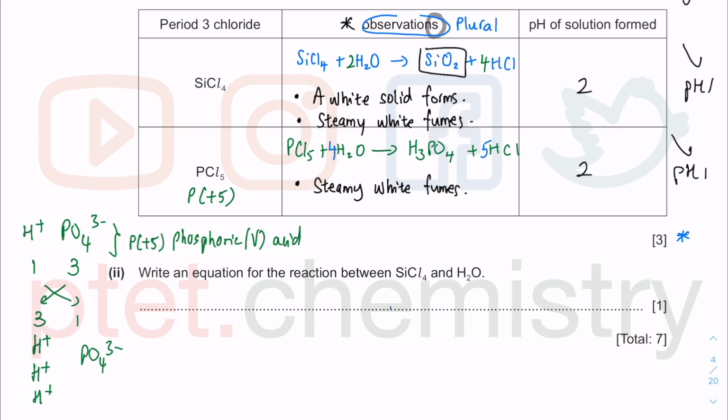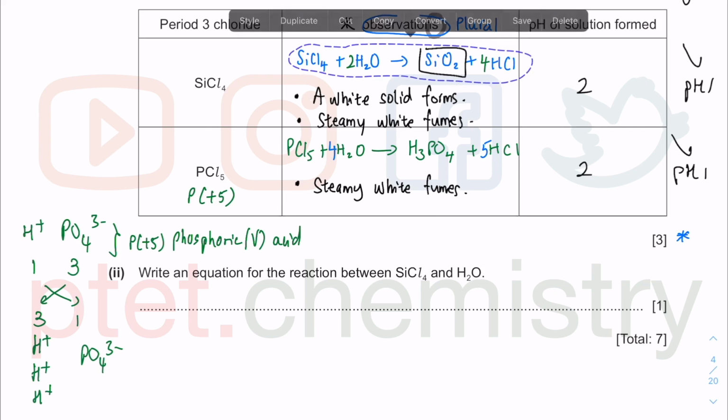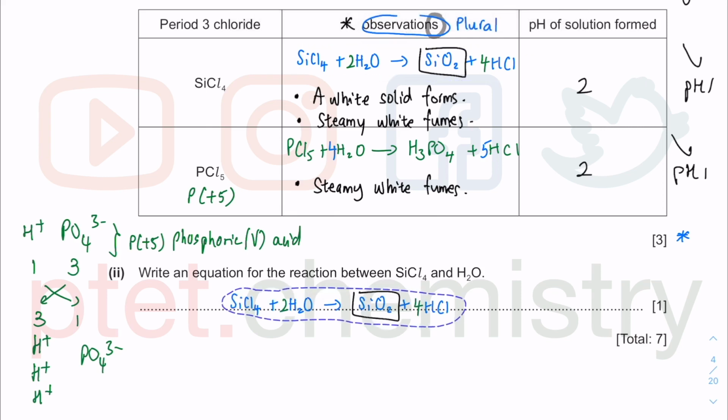They want you to write an equation for SiCl4 and H2O here. I already wrote the equation before, so I am just going to copy paste it into the space given there. Whatever you do, make sure you balance your equations. Do not write any equations without it being balanced. This is surprisingly low for these 7-mark questions in this A-level paper. But anyway, they can ask you anything from AS syllabus as well, so make sure you know your AS stuff.